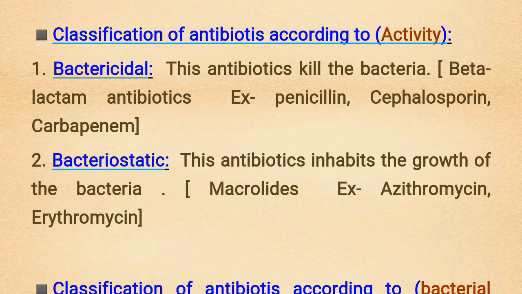Classification of antibiotics according to activity. Number 1, bactericidal. These antibiotics kill the bacteria. Beta-lactam antibiotics. Example, penicillin, cephalosporin and carbapenem. Number 2, bacteriostatic. These antibiotics inhibit the growth of the bacteria. Macrolides. Example, azithromycin and erythromycin.